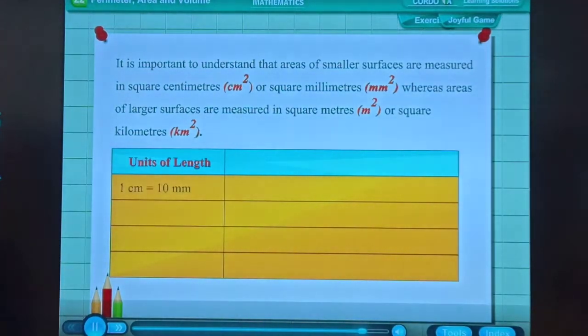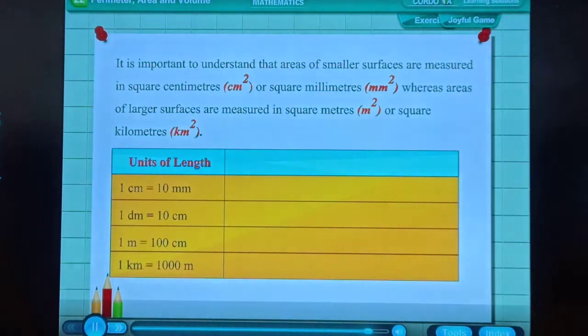Units of length. 1 centimeter is equal to 10 millimeters. 1 decimeter is equal to 10 centimeters. 1 meter is equal to 100 centimeters. 1 kilometer is equal to 1000 meters.